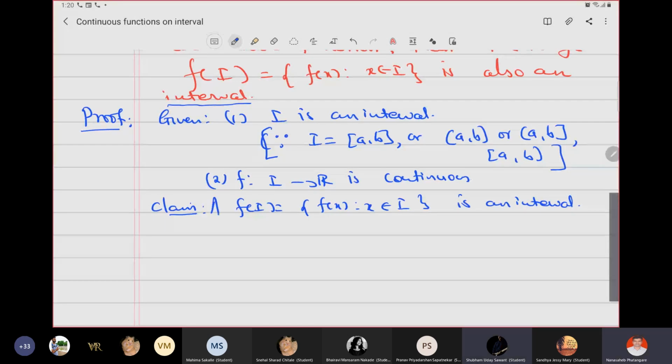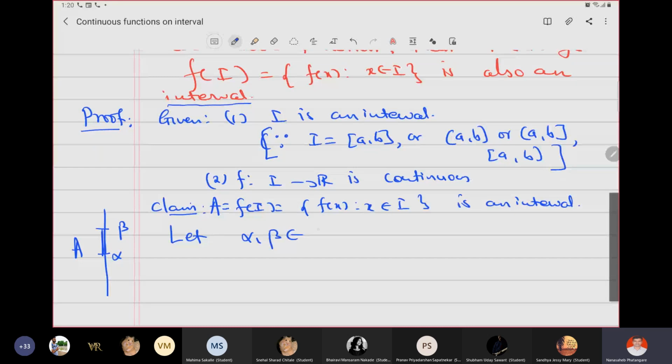Right. So our set A, which is the range f of I, we want to prove that it is an interval. That means we choose any two elements from this set and prove that the line segment joining them lies in the set. So this is my range A. I will choose two elements, alpha and beta, and show that anything in between is also in it. So let alpha, beta belong to f of I, and suppose alpha is less than beta.